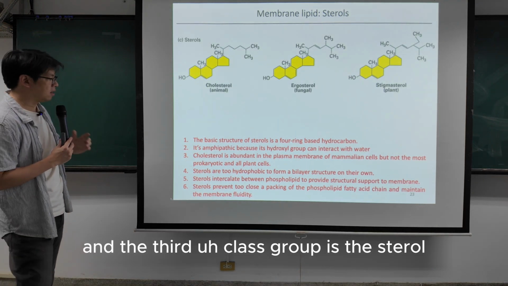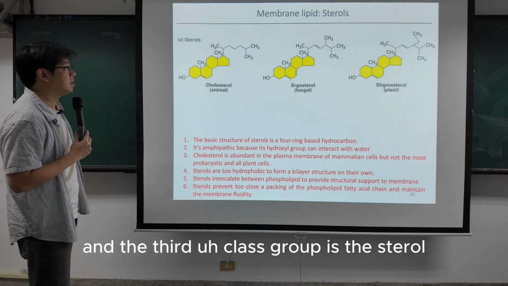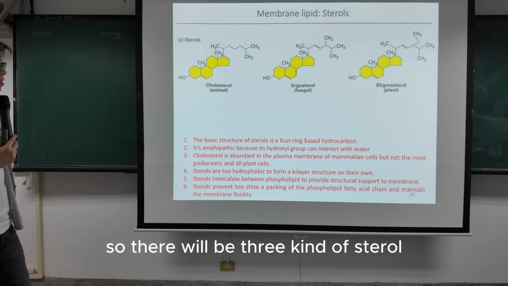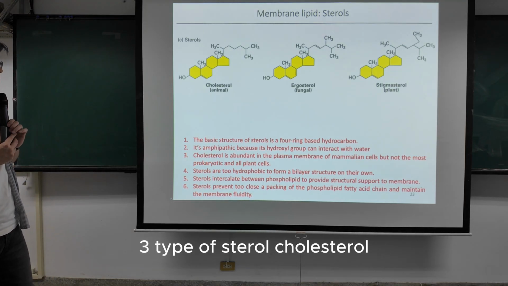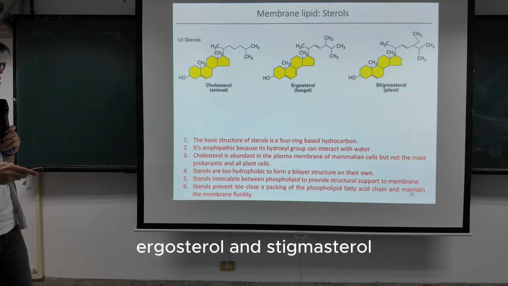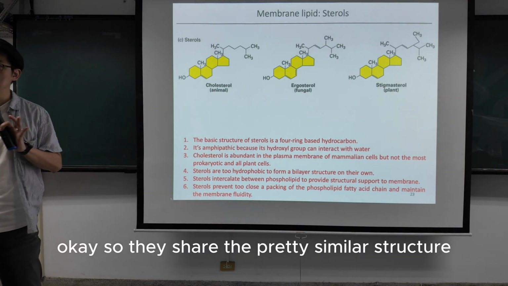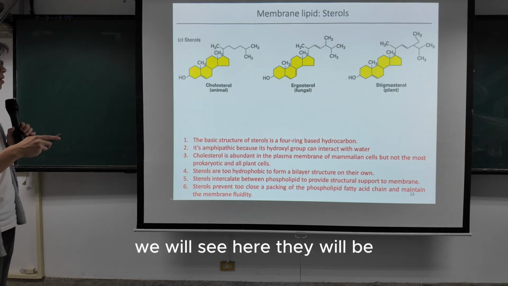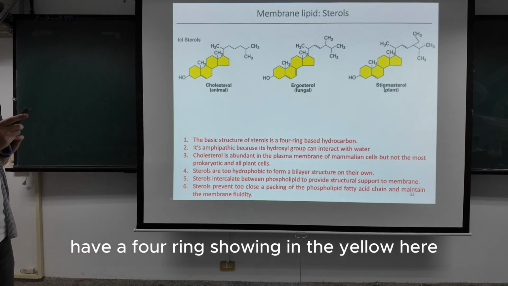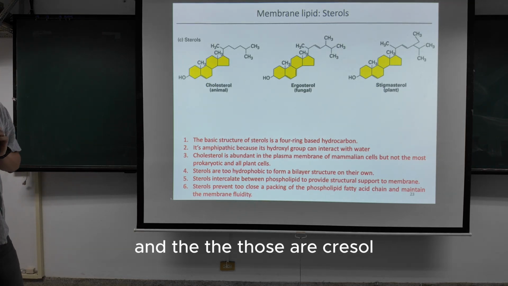And the third class group is the sterol. There are three types of sterol: cholesterol, ergosterol, and stigmasterol. They share a pretty similar structure. We will see here they have a four-ring structure, shown in yellow, and those are cholesterol.